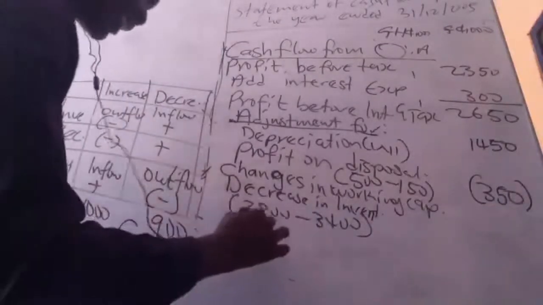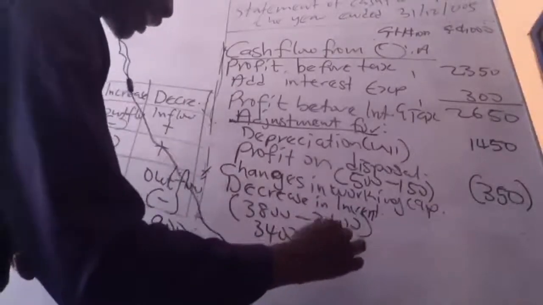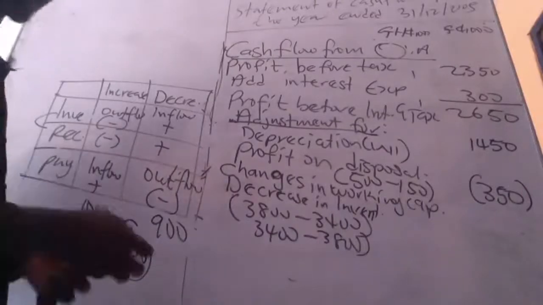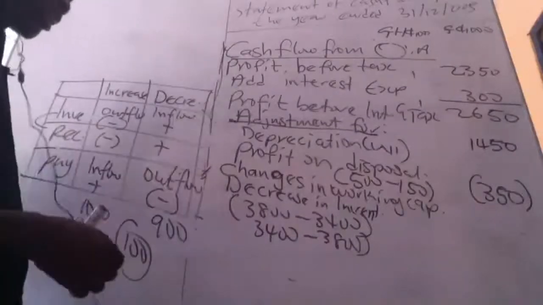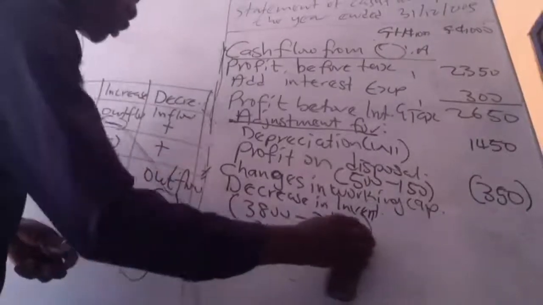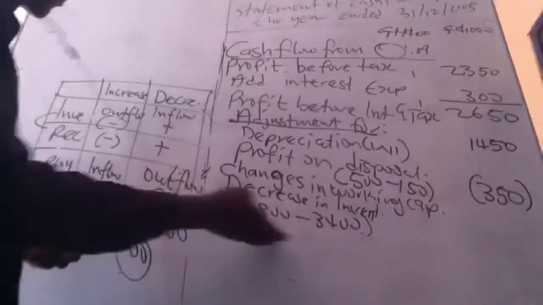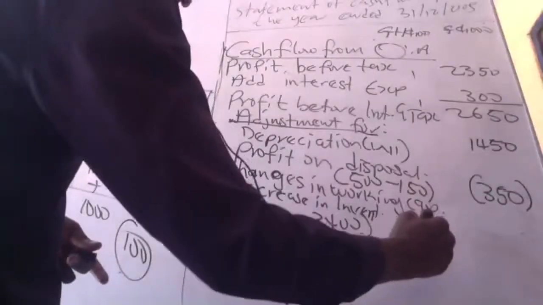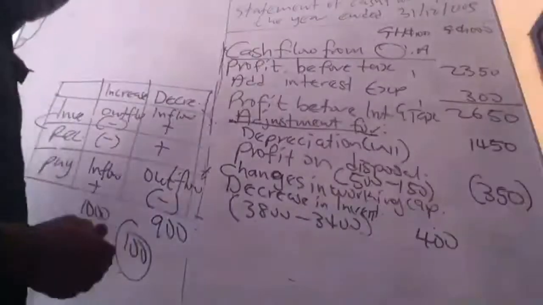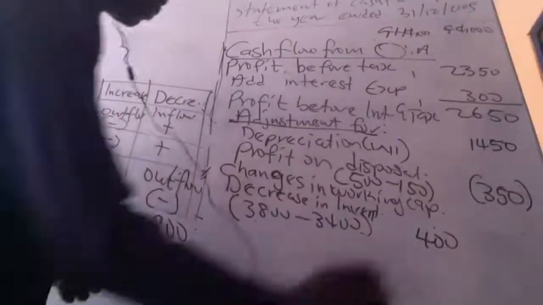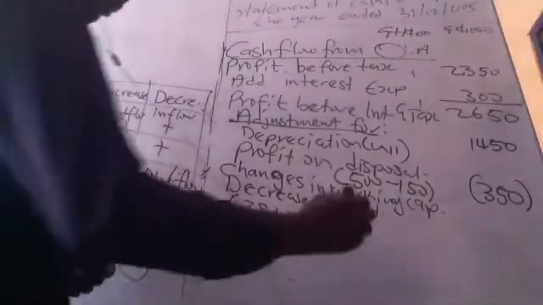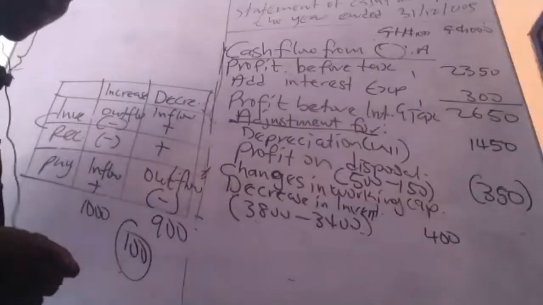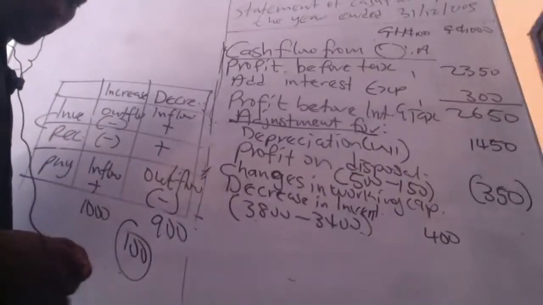You can also start like this: 3,400 less 3,800. The answer will be negative, but it doesn't matter. What matters is we are saying it is a decrease. So take note. Just find the difference. The difference is what? 400, right? You place it here, in the first currency. So 400. Good.